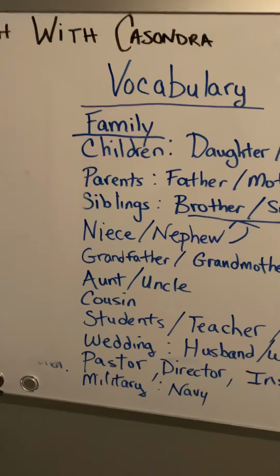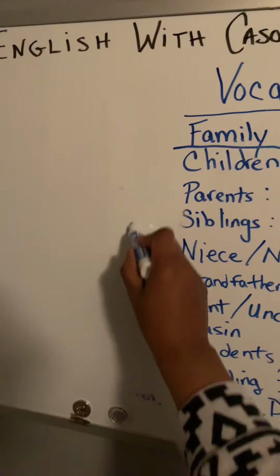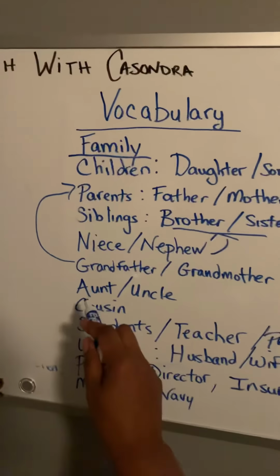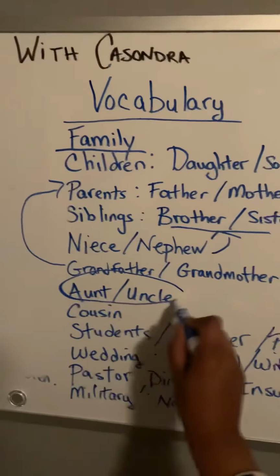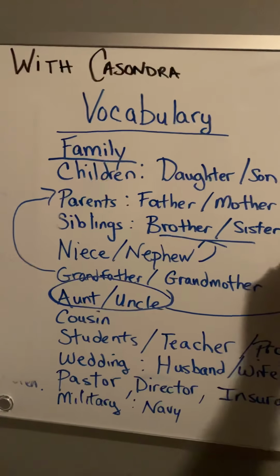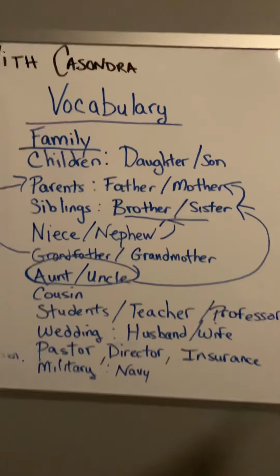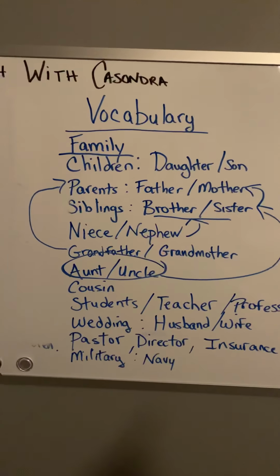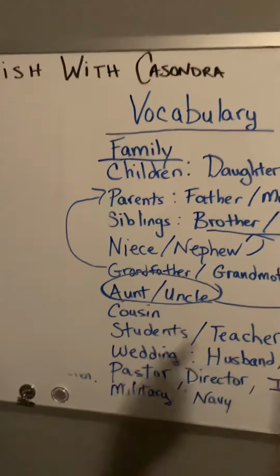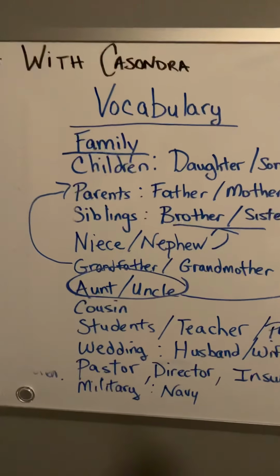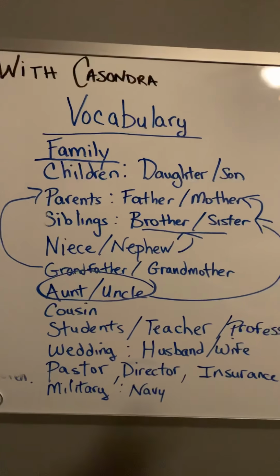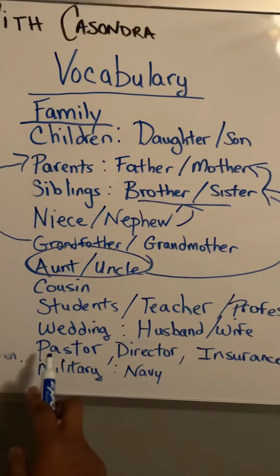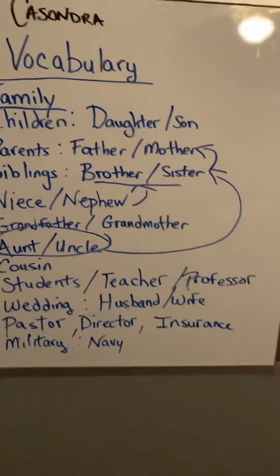Grandfather and grandmother, they are the parents of your mother and father. Aunt and uncle, they are the siblings of your mother and father. Cousin, they are your aunt and uncle's children, or cousin can be your mother or father's niece or nephew. So we also talked about some ways to describe people.